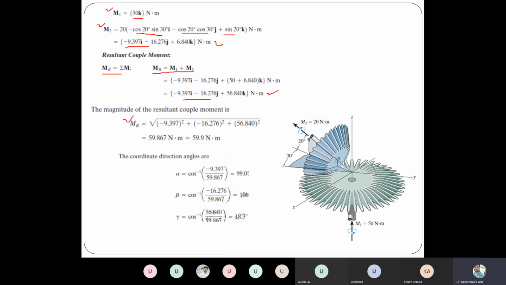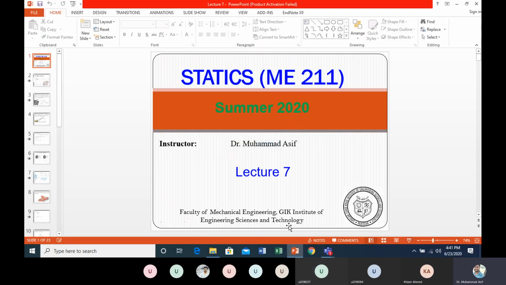Then how to get the magnitude of this? You use the square root. So this is the magnitude. And how to get the angle? For example, cos alpha is the first component divided by the magnitude, and cos beta is the second value divided by the magnitude. Similarly, the k value divided by the magnitude, and then you take the inverse cosine, and you can get alpha, beta, and gamma. So is that clear? Yes, sir.